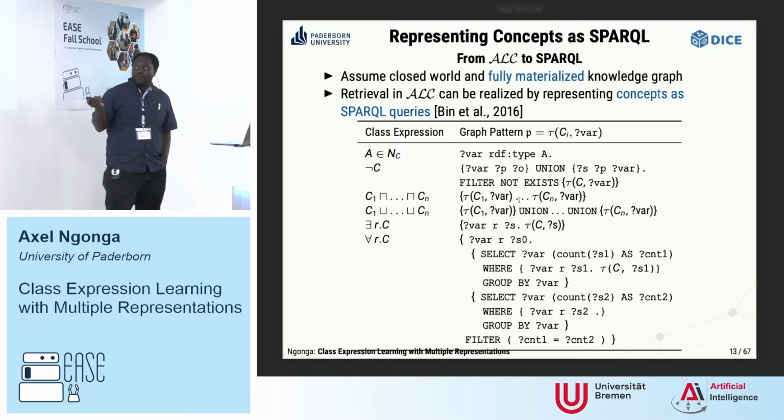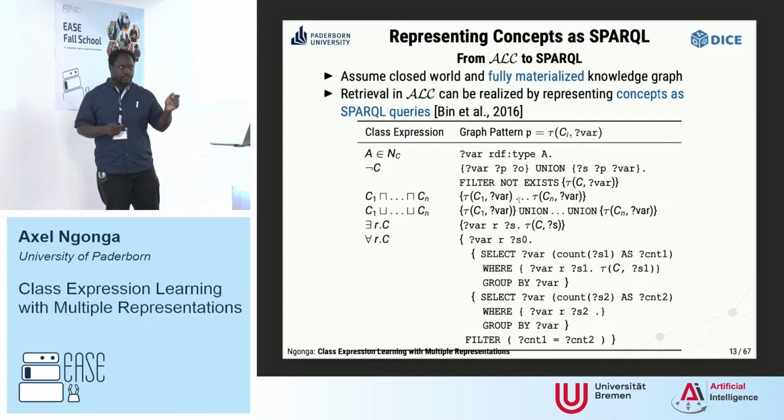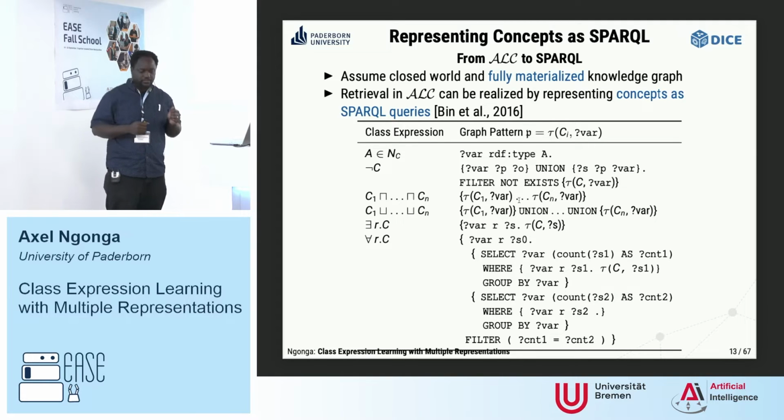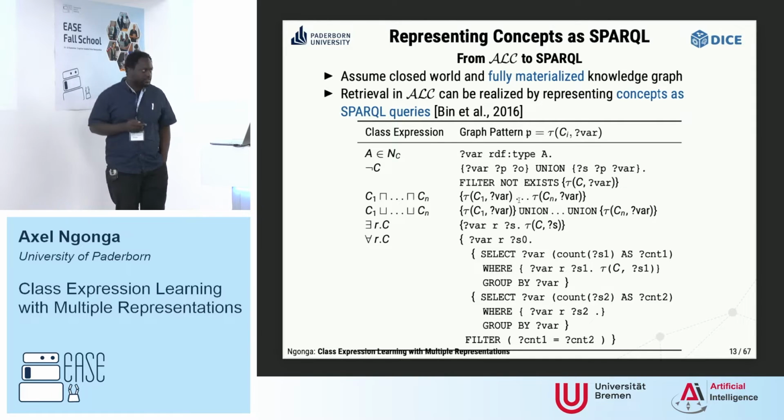For all R.C, slightly more tricky because we basically want all the things connected via R to var to be of type C. But it turns out that we can do that simply via counting. So all we really need to do here is to take a variable, check for all the things connected with it, count how many things are connected with how many distinct things, and then do the same for the distinct things of type C, and simply check whether those two numbers are the same. And if they're the same, then we have really an instance of this particular class or class expression.